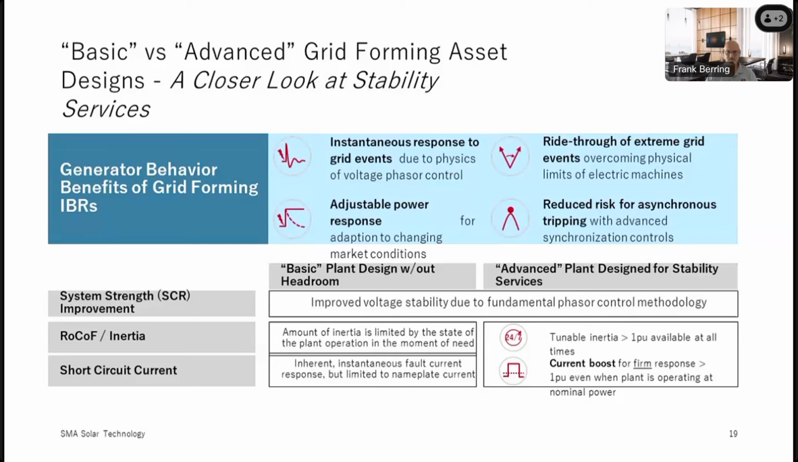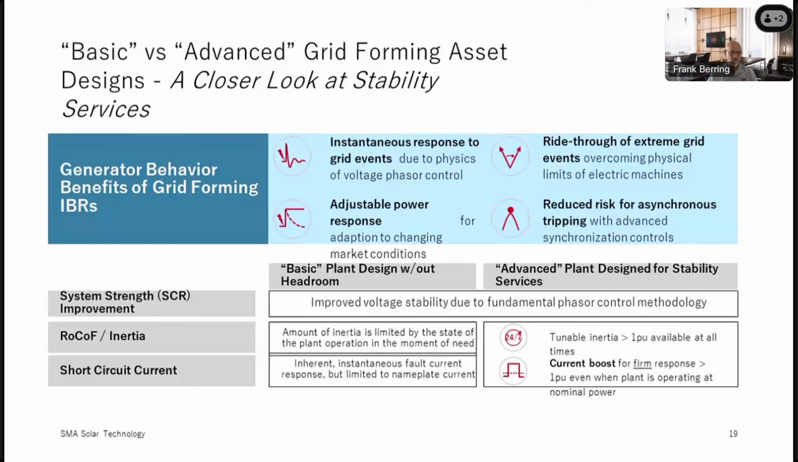The first one, the left one, is the basic plant design without headroom. And then on the right-hand side, we see the advanced plant design for stability services. What both have in common is that we have the improved system strength by feature, right? By our fundamental phasor control methodology. So that's something which is always present for grid forming, synchronous grid forming, we call it. So it's always applicable for both plant designs.